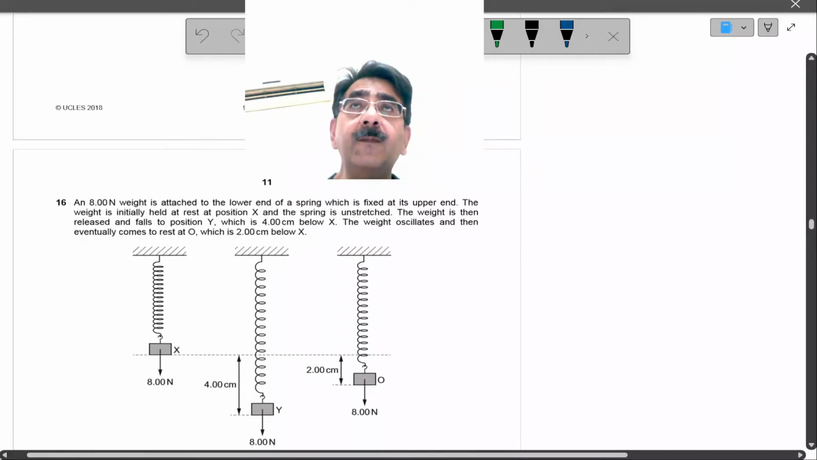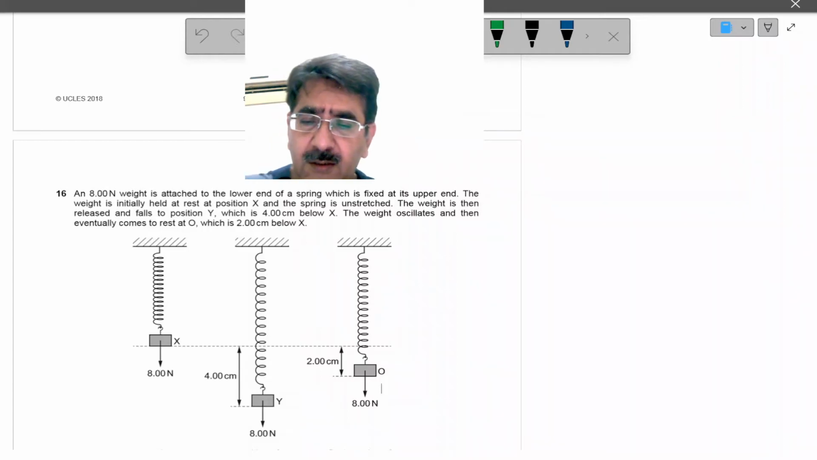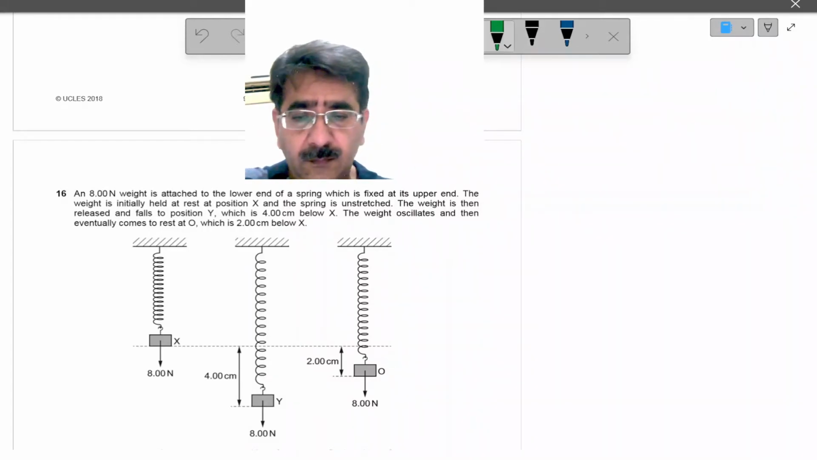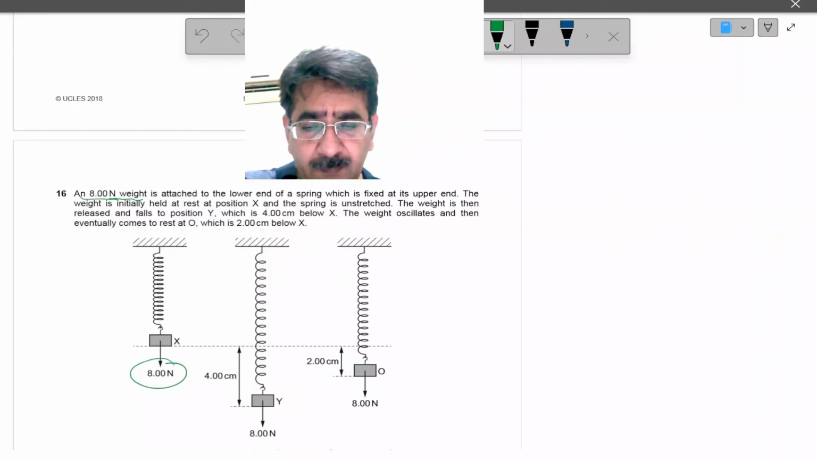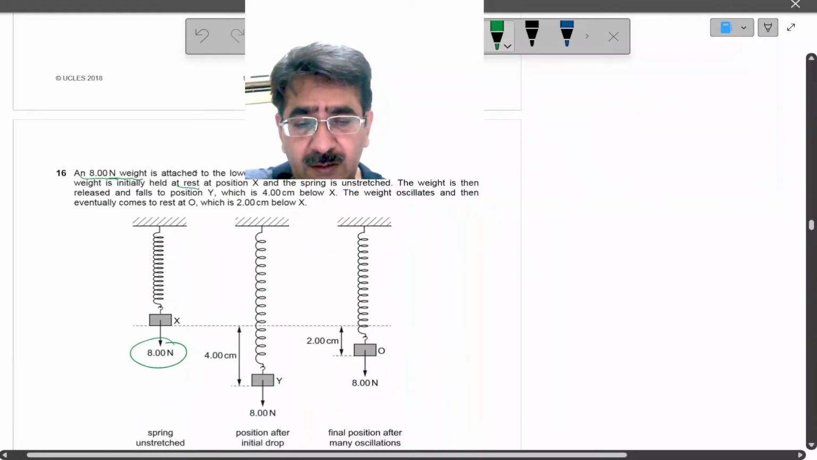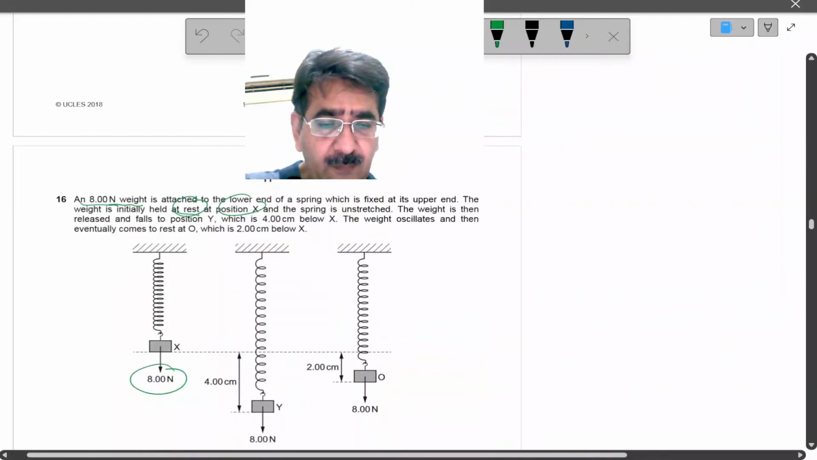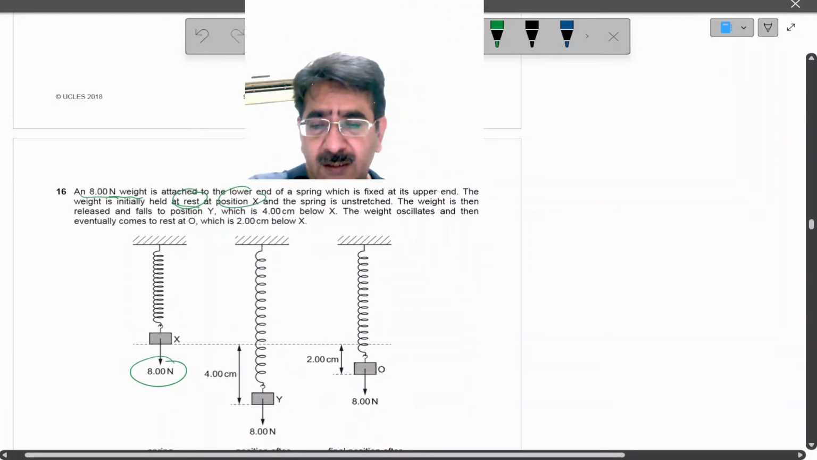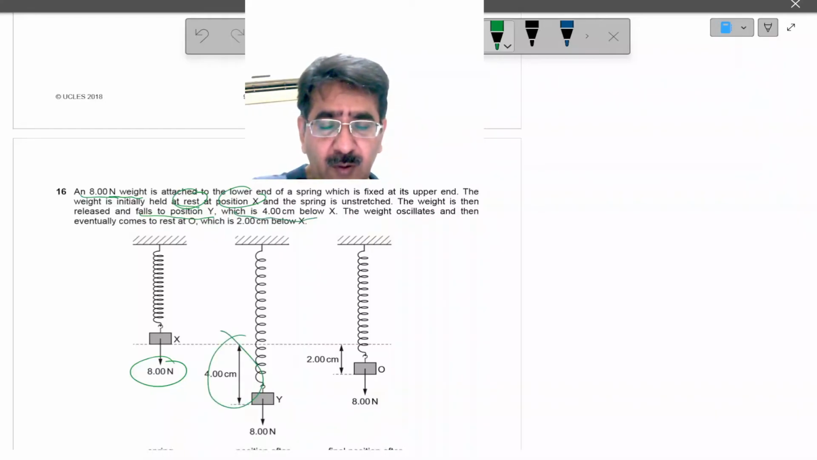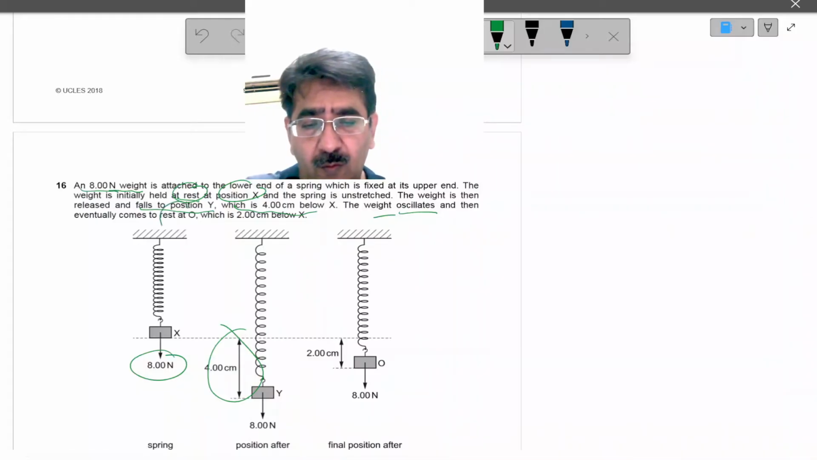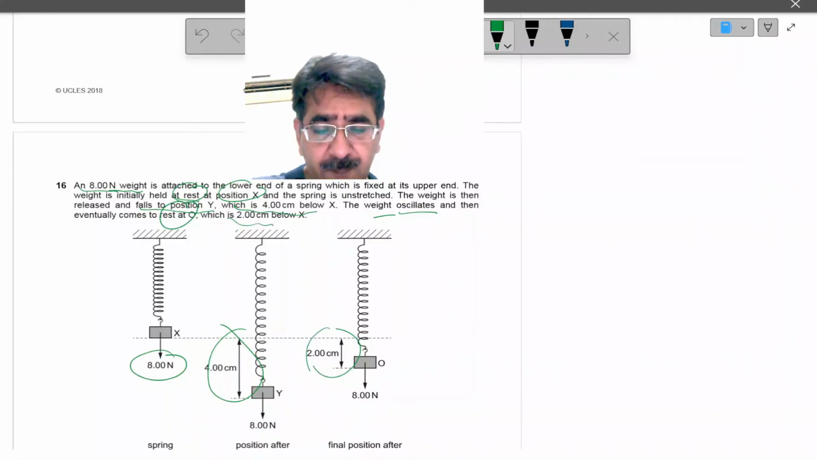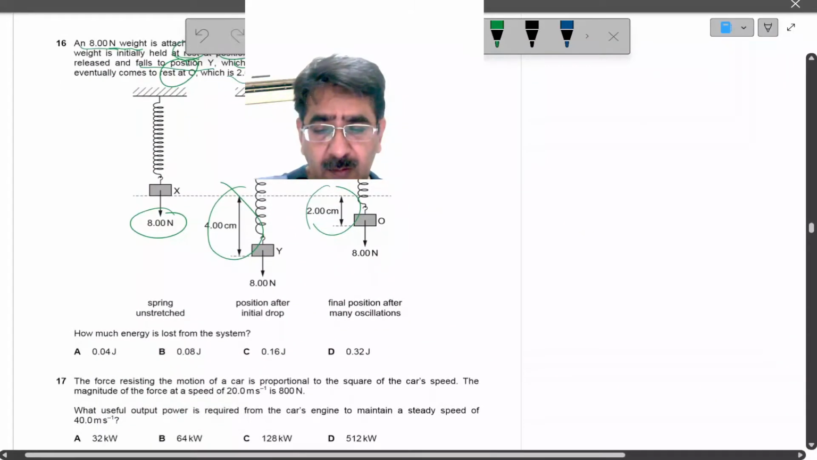Question number 16. An 8 Newton weight is attached to the lower end of a spring which is fixed at the upper end. Held at rest at position x, the spring is unstretched. The weight is then released and falls to position y, which is 4 centimeter below x. The weight oscillates and then comes to rest at o, which is 2 centimeter below x.